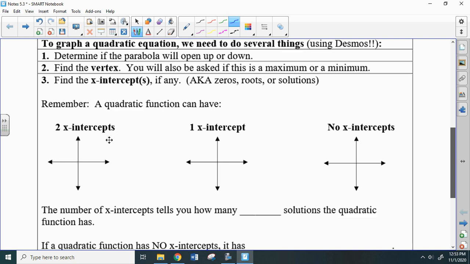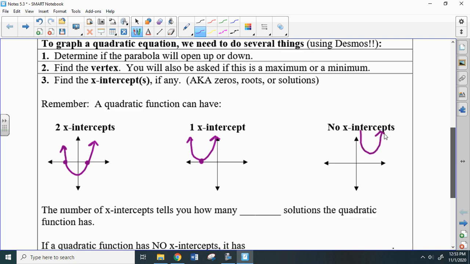Keep in mind that a quadratic function can have two x-intercepts, and I'll just show up parabolas for this, but of course, these could also be down parabolas. We could have two x-intercepts. It is possible to have just one x-intercept. I know that was really bad, but I was trying to just touch the x-axis one time. And then, of course, it is possible that we have no x-intercepts.